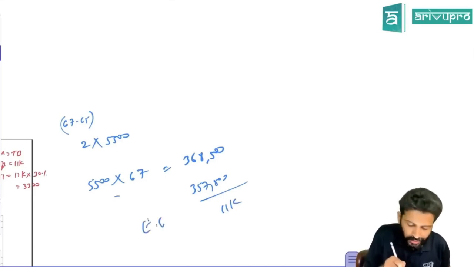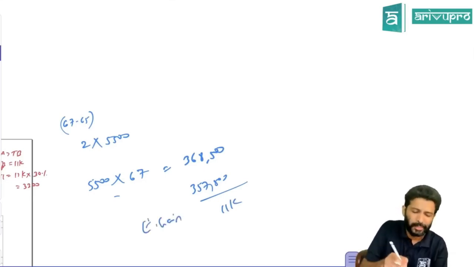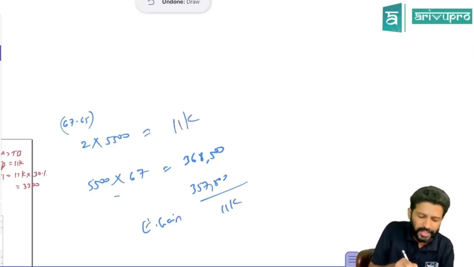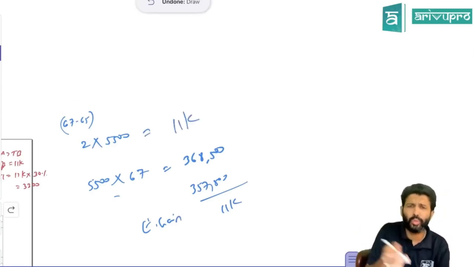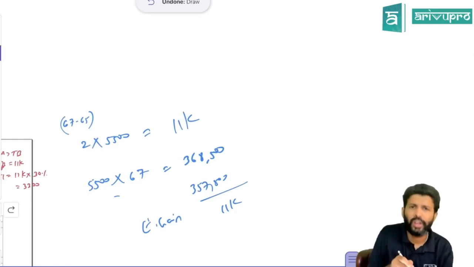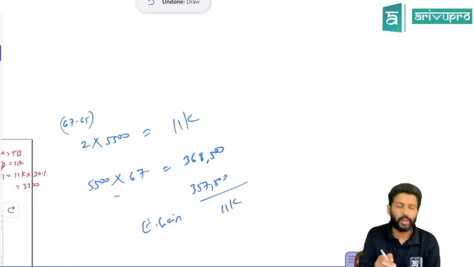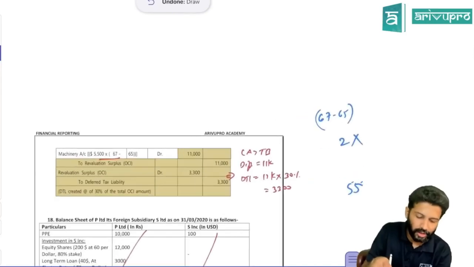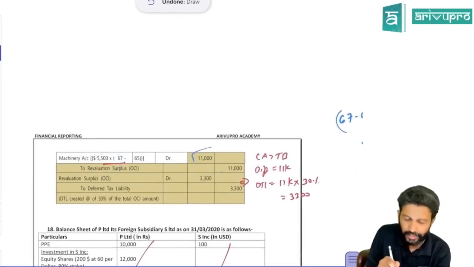This is not due to revaluation gain. This is due to exchange gain. Or simply you can take 2 into 5,500, which will be 11,000. From 65 it became 67, so 2 rupees increase, multiplied by the value of 5,500. Directly also you can do, which is 11,000 rupees. So again, you write PP account debit to revaluation surplus 11,000.